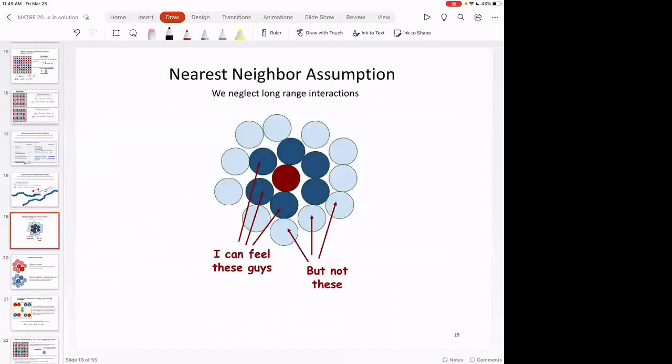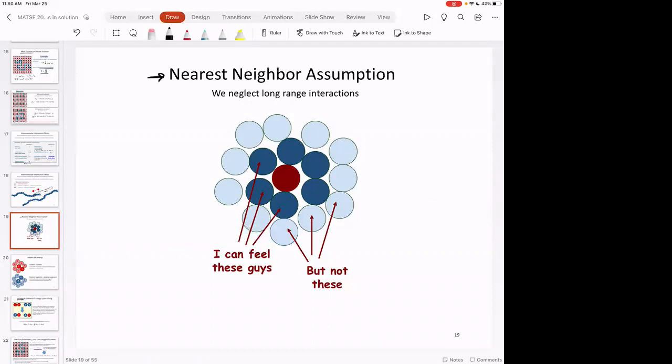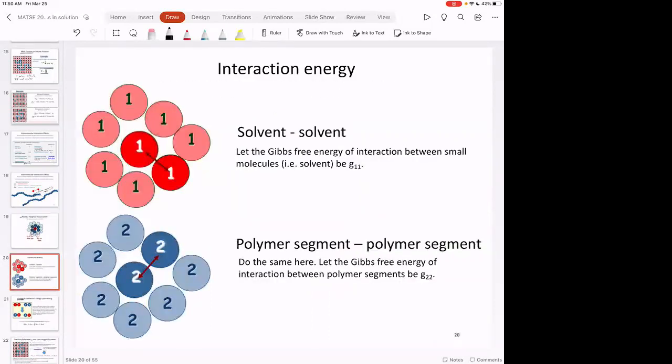And so this can get complicated, right? We can talk about nearest neighbor and next nearest neighbor interactions. And so we make the nearest neighbor assumption that we can figure out what the interactions are between these two components by only considering the nearest neighbor interactions. And this is just an assumption that's built in to the delta H. There are other more sophisticated models for figuring out longer range interactions, but we're not going to use those.